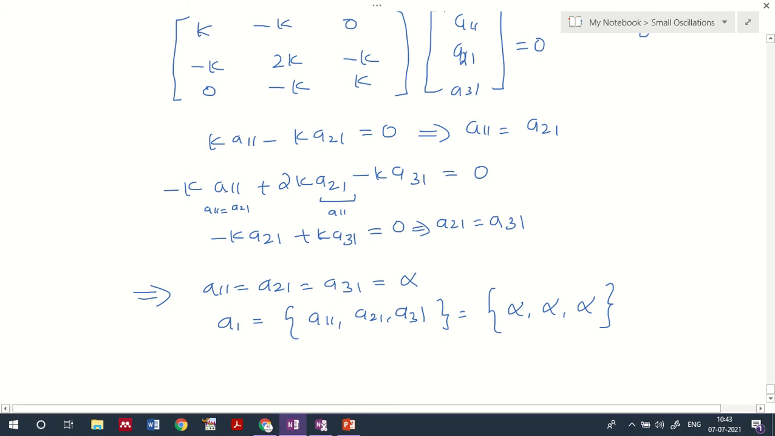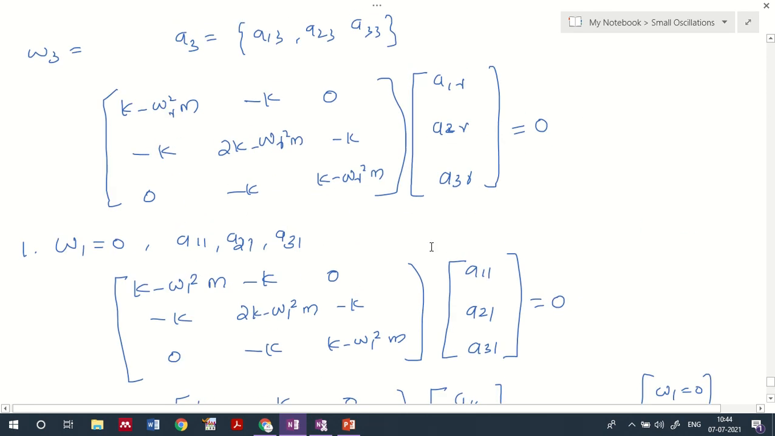So what we have done is that we have substituted a11 as a21, then this equation becomes simply k a21 minus k a31. Okay, so you can cancel k on either side, then you will be getting the equation a21 equal to a31. This is very simple. Hope you understand what we are doing. So when you check the condition of omega 1 equal to 0, then all the associated values of the eigenvectors are the same. Okay, so that is what we identified in that case.